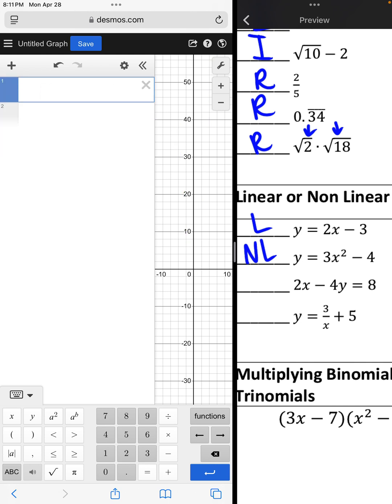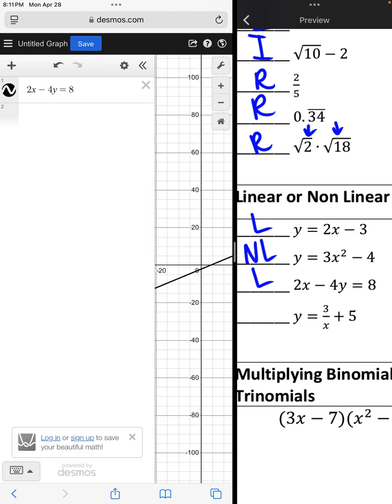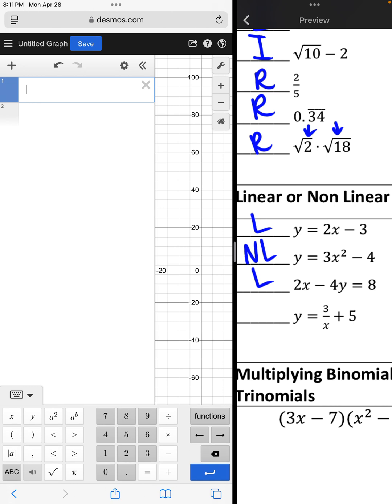All right, let's go on to the next one. You may not be able to look at this one, but that is actually the standard form of a linear equation. So I know it's going to be a straight line. I just have to make sure. So that one's linear. And then the last one, you have to be really careful about how you type this one in, because if you don't get it in exactly right, it may do some weird stuff for you and not show you exactly what it needs.